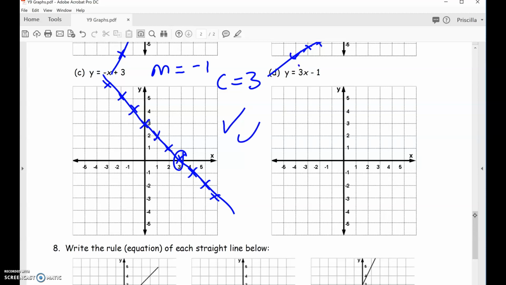For this one, the coefficient in front of the x is 3, so my gradient equals 3, and my y-intercept is -1. So it goes through this point here on the y-axis, it cuts at -1, and the 3 means across 1, up 1, 2, 3, across 1, up 1, 2, 3, across 1, and then down 3 that way.